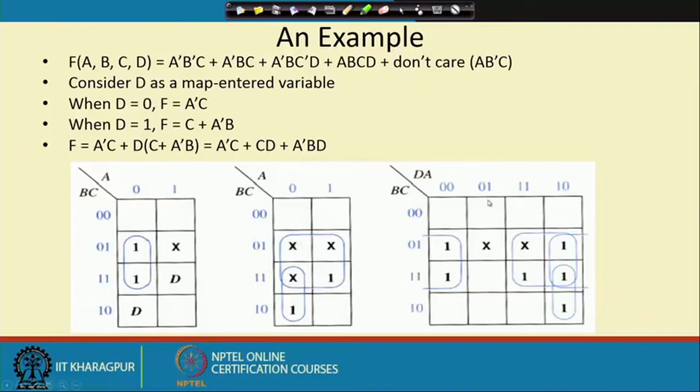So this 4 variable K map, we can solve it using a series of 3 variable K maps, taking help of this map entered variable concept. Though of course, with the increasing number of variables this will also become cumbersome, but up to a certain number of variables you can try it out.